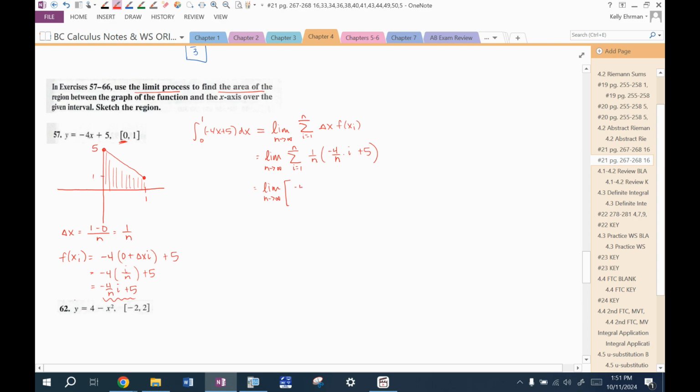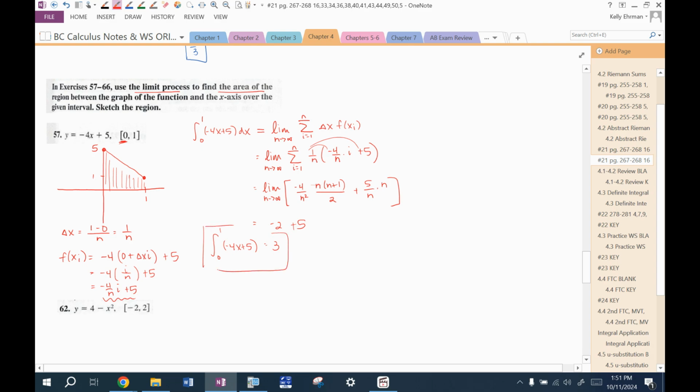Now what do I have here? I have -4 over n squared. What was the sum from 1 to n of i? It was n times n plus 1 all over 2. All right, and then the next term is plus 5 over n. I've distributed this through. The sum of a constant is the constant times n. Now I can take this limit. -4n squared over 2n squared is -2. Plus 5n over n is plus 5. So the integral from 0 to 1 of -4x plus 5 is equal to 3.